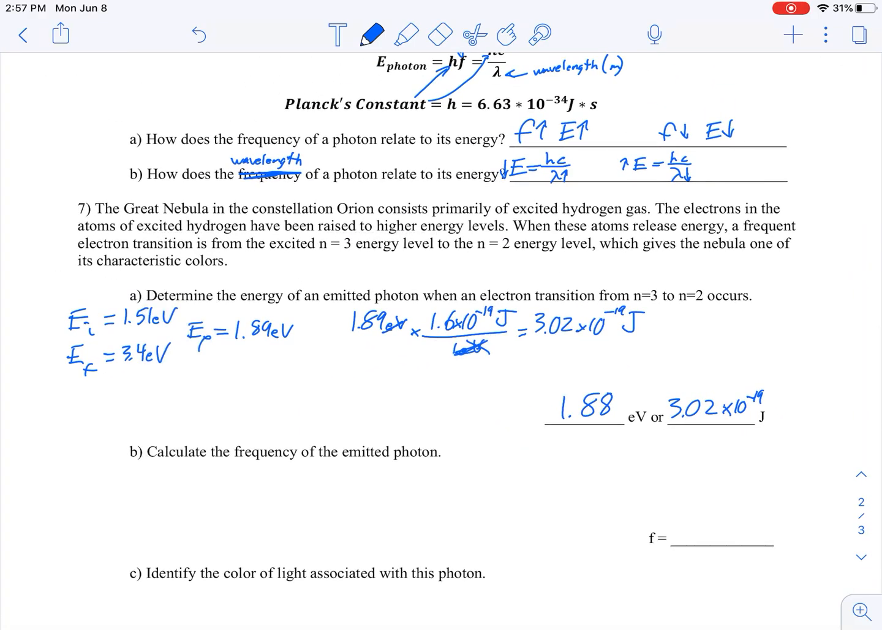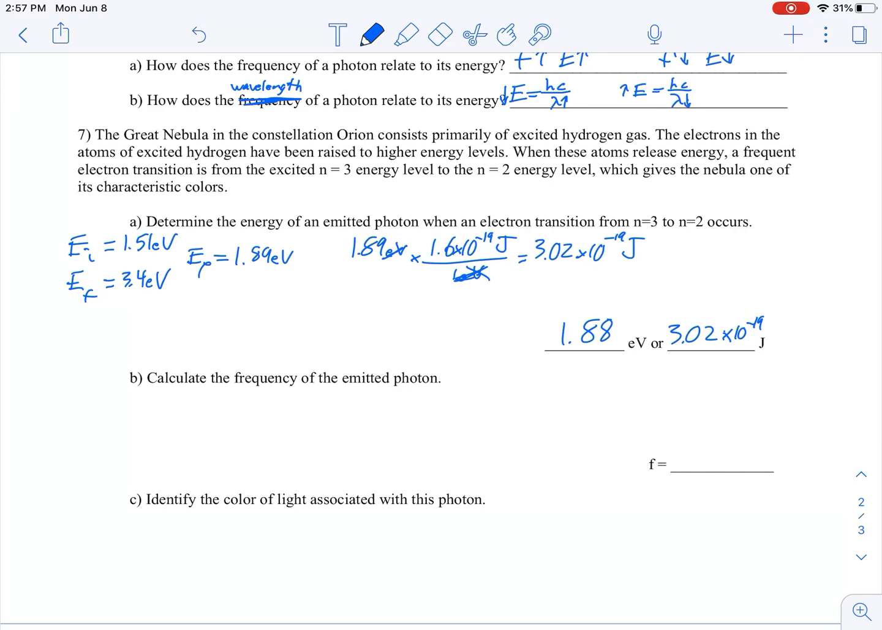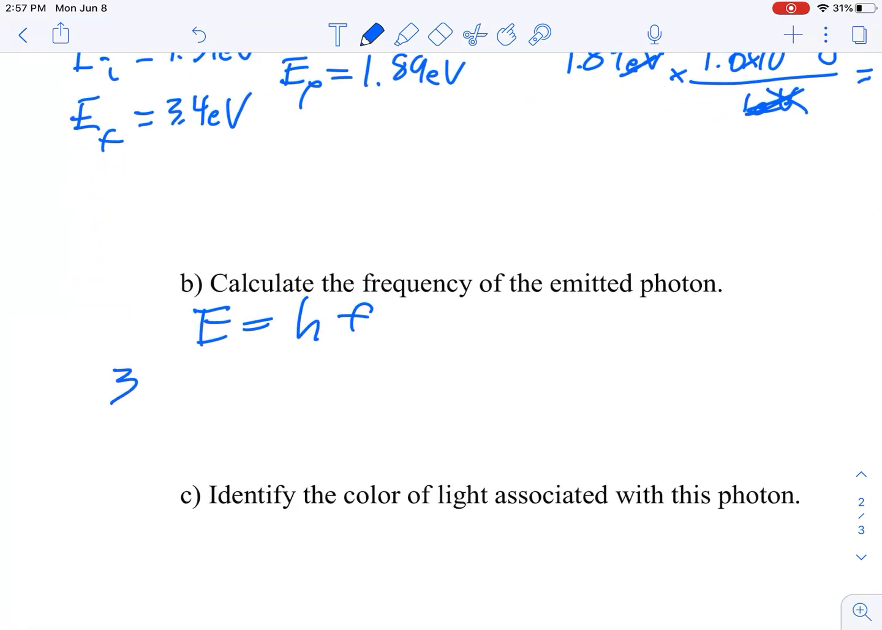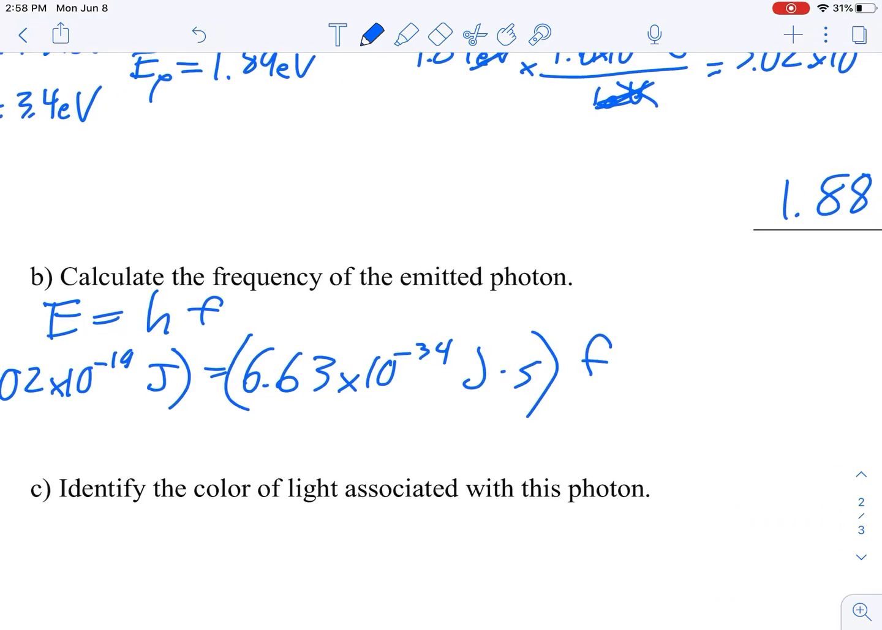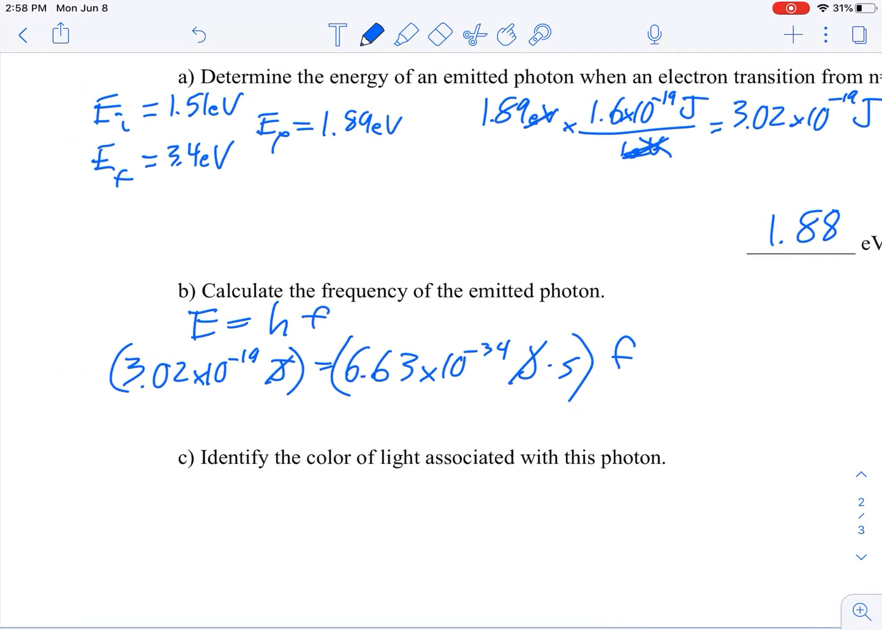All right. Calculate the frequency. Well, we have the energy in joules. That's important. So let's start with that. E equals hf. So we know our energy, 3.02 times 10 to the negative 19 joules. I'm going to leave the units in for now just so we can see them. Planck's constant, 6.63 times 10 to the negative 34 joules times seconds. Looking for the frequency f. Notice how joules here cancels with joules there. Since frequency has units of 1 over seconds, those are going to work out nicely too.